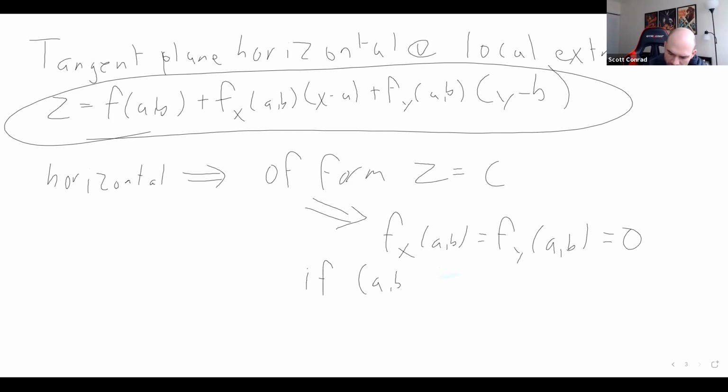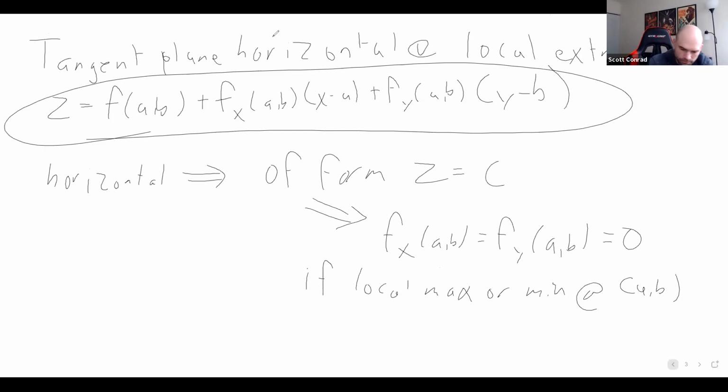So let me see. So if there's a local max or min at our point (a, b), then both partial derivatives are going to be equal to 0. So let me put this in a theorem here. In fact, it could be that the partial derivatives also don't exist.